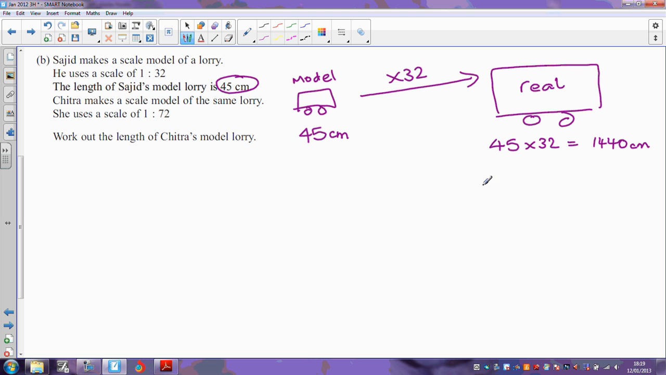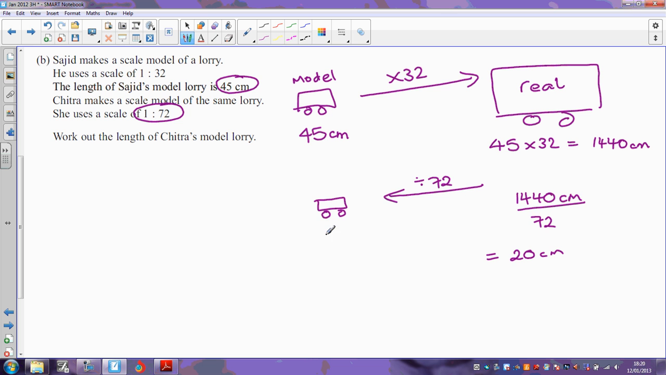So along comes someone else and decides that they're going to make a model in the scale 1 to 72. So if we're going to go back from the real lorry to this model, which is actually going to be even smaller, because this time, if we're going back in this direction, we're going to divide lengths on the real lorry by 72. So this little model lorry, the length of it is actually just going to be 1,440 centimetres, which is the length of the real lorry, divided by 72, which comes out as 20 centimetres. So the length of this model lorry is just 20 centimetres. And that's our answer.